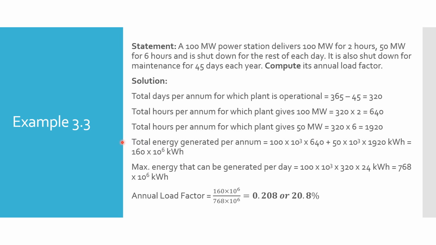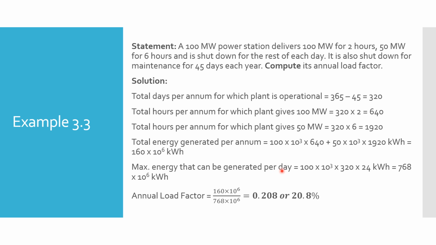So you have to find out the total energy generated by using these two pieces of information. The total energy generated per annum is 100 megawatts for 640 hours, so 100 into 10 to the power 3 kilowatts for 640 hours, plus 50 megawatts, or 50 into 10 to the power 3 kilowatts, for 1920 hours. That will give you energy in kilowatt hours, 160 into 10 to the power 6 kilowatt hours.